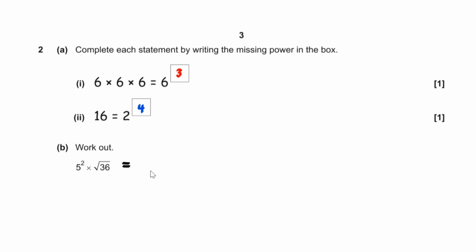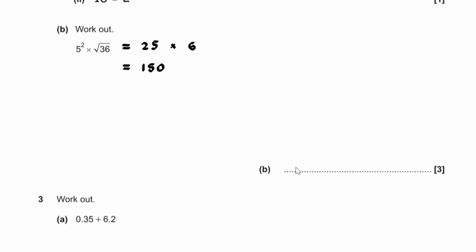If we work out what 5 squared is, that's 25. We then multiply this by the square root of 36, which is 6. 25 multiplied by 6, we get a value of 150. So we have 150.